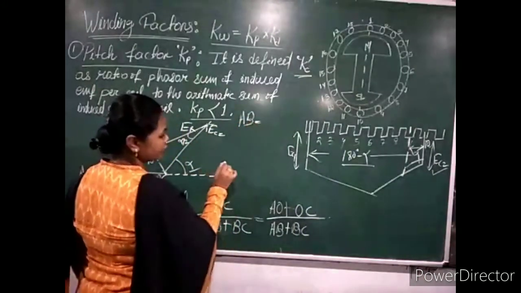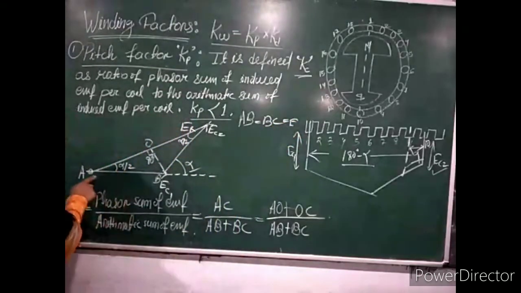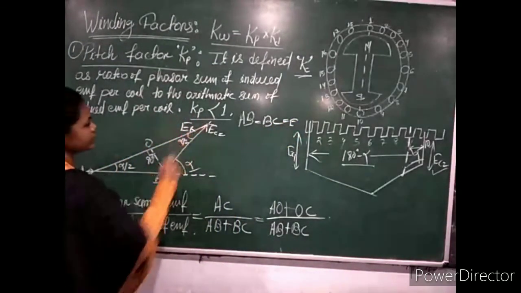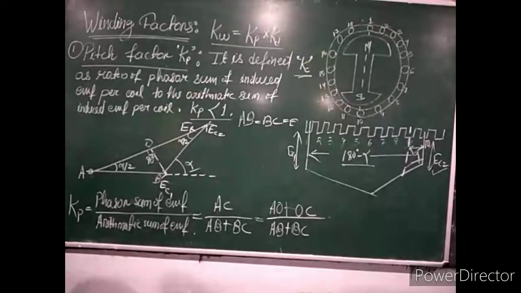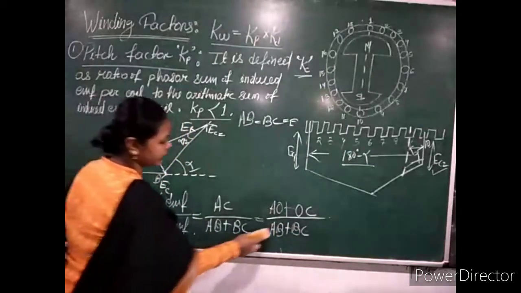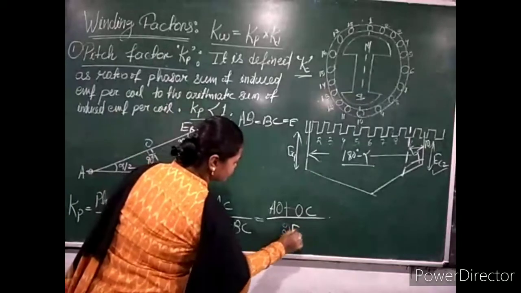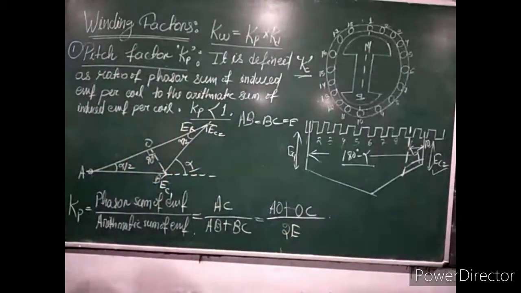AB is equal to BC, let it be equal to E. So in place of AB plus BC, I write 2E. Is it correct? I write 2E. Now you find AO and OC.